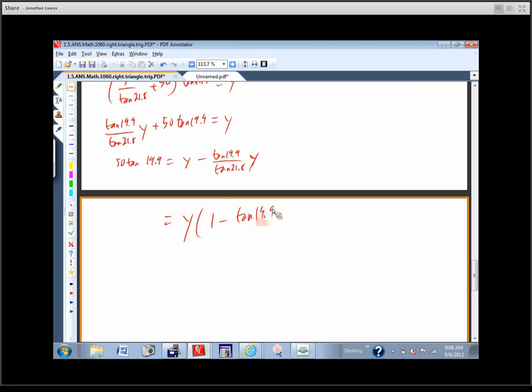Tangent 19.9 over tangent 21.8. Now, why would I leave this other ugly expression here? Why wouldn't I type that into a calculator? Why keep writing tangent 19.9 over tangent 21.8? Why would this maybe be better? There are a couple reasons. Can you give me one? Yeah. You want to keep the answer as accurate as possible. Very good. That would be the main reason. One of the two main reasons is to keep things accurate.